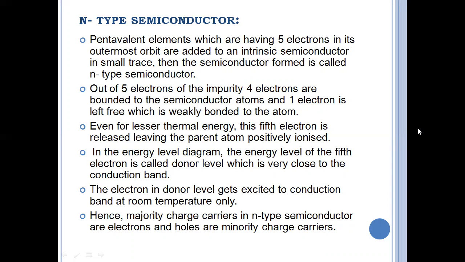Since this fifth electron is donated easily, the pentavalent impurity is called a donor, and the energy level belonging to that impurity is called the donor level, and this donor level is very close to the conduction band. At room temperature itself, this donor level easily gives its fifth electron to the conduction band. Hence, the majority carriers of an N-type semiconductor are electrons and minority carriers are holes.